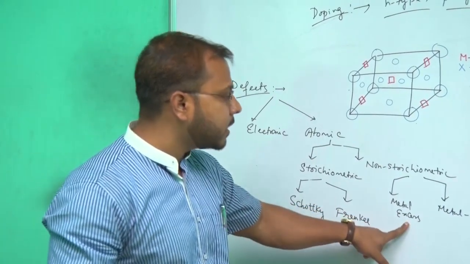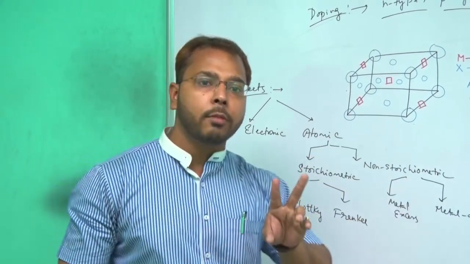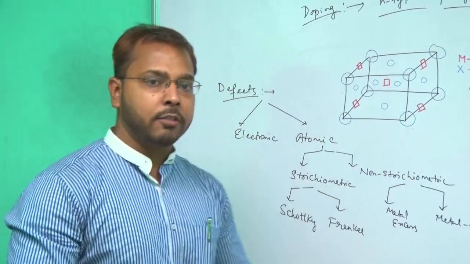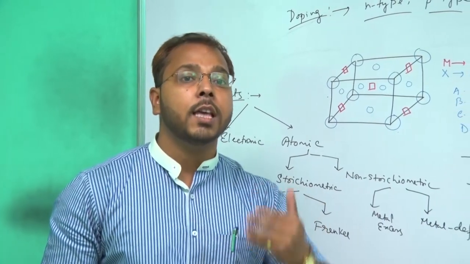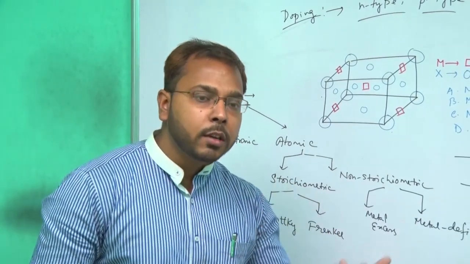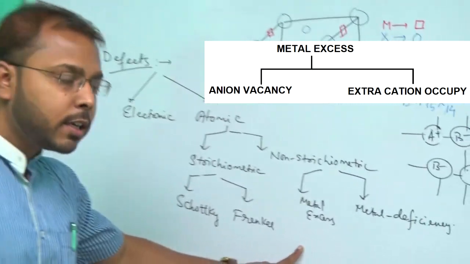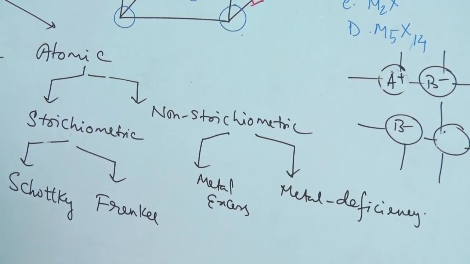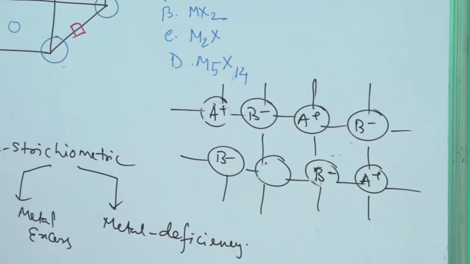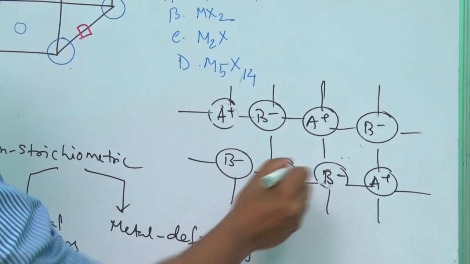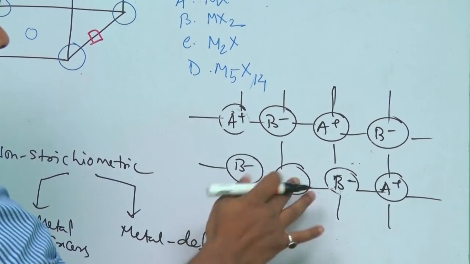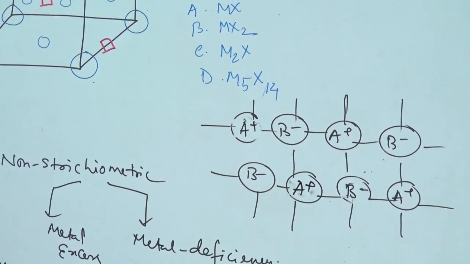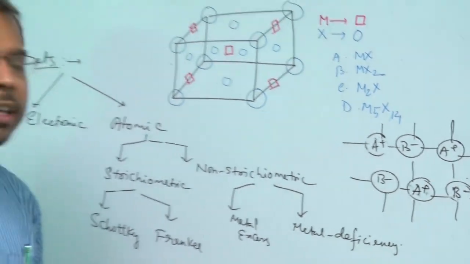Next come to the metal excess part. Non-stoichiometric means it has two possibilities, namely metal excess and metal deficiency. Metal excess can again be classified: loss of anion can be possible. So one is anion vacancy and another one is extra cation occupying the interstitial gap. So before the defect, it is A plus B minus, A plus B minus, A plus like that, crystal atoms are present. Metal excess, that is anion vacancy, what is happening in this case?